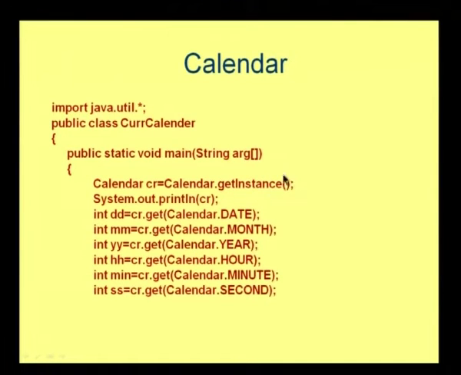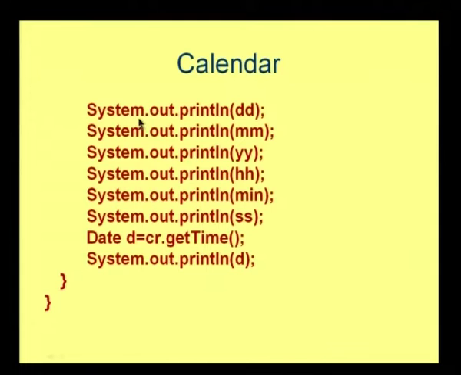So, it means that getInstance is a static method and all these are static variables. All these static variables can be directly accessed from the Calendar abstract class. I am just trying to print all these values.